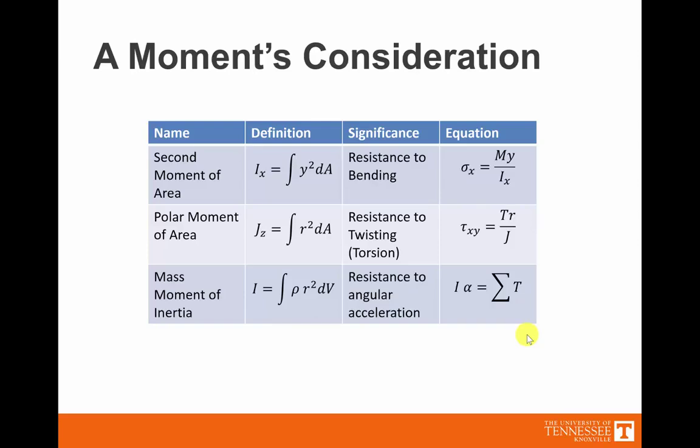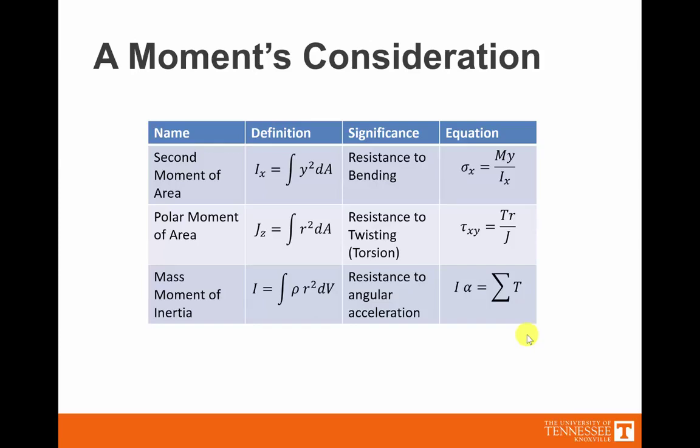Then we have a resistance to twisting. So that has something to do with torsion. The equation has a T in it, standing for torsion, when we load things in torsion. And this one is the integral of r squared dA. Notice those two are fairly similar. They're going to have the same units, and they're really accomplishing the same thing, just in different directions. One of them is resisting bending, the other is resisting torsion.